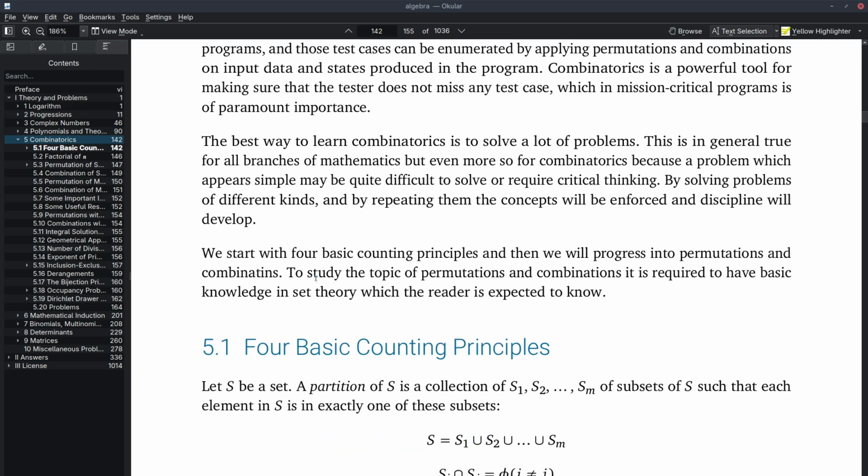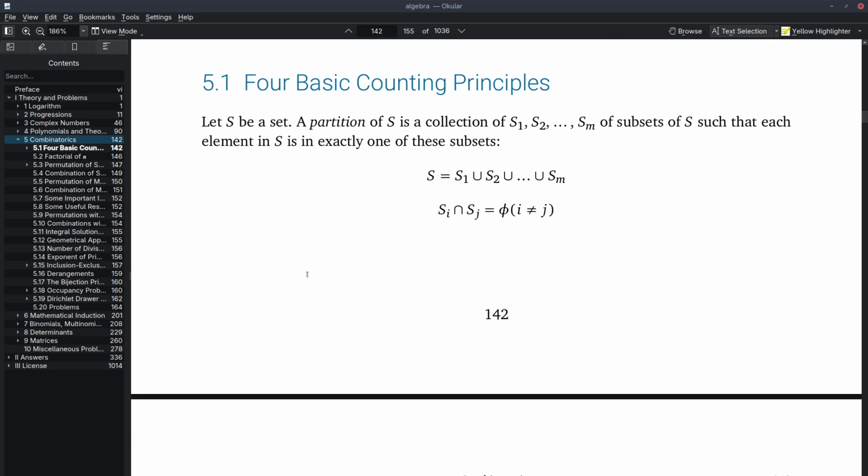So we'll skip this and let's get started with section 5.1. The first thing is that there are 4 basic counting principles. It requires that you know set theory. If you don't know set theory, then you can't proceed. Theory is explained with the help of set theory. If you have not studied set theory, go ahead and study it and then come back to this.